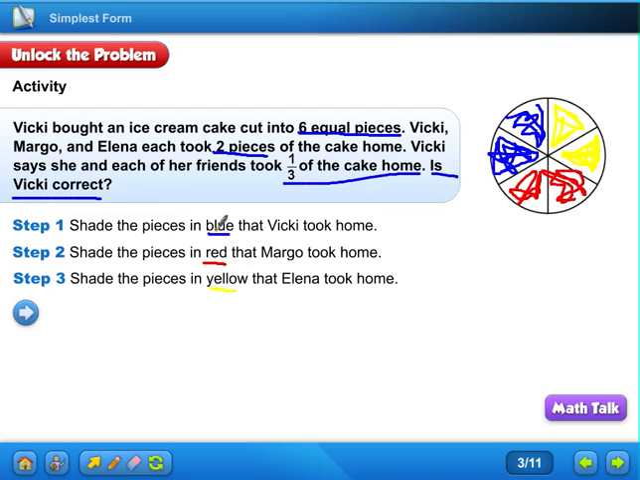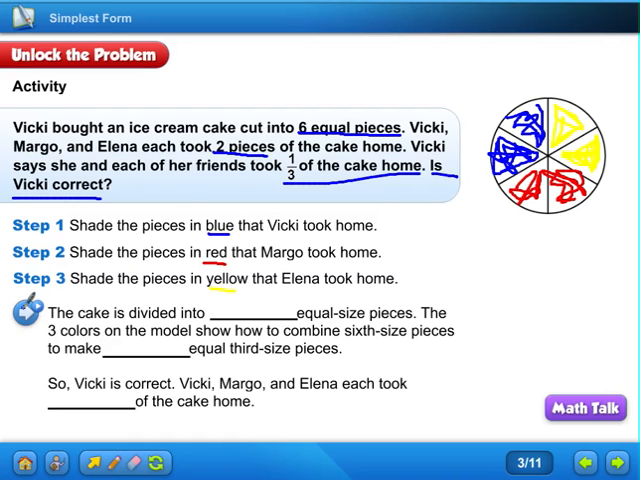All right, so we shaded blue for Vicky, red for Margot, and yellow for Elena. We're good so far, yes? Each person took care of all our cake. We did exactly what it said. All right, let's go to the next part.